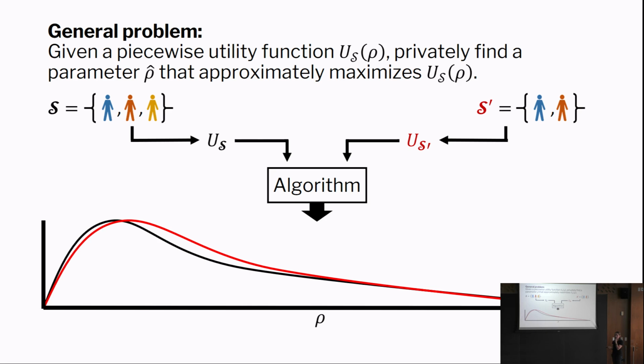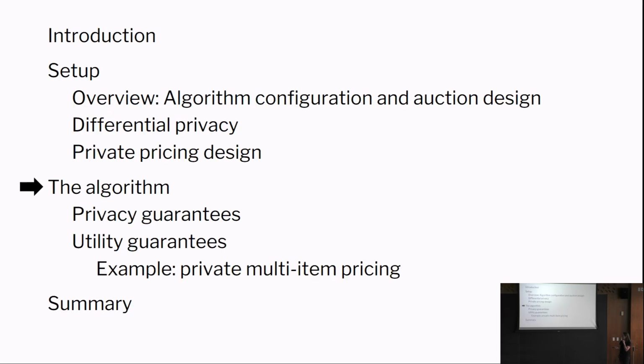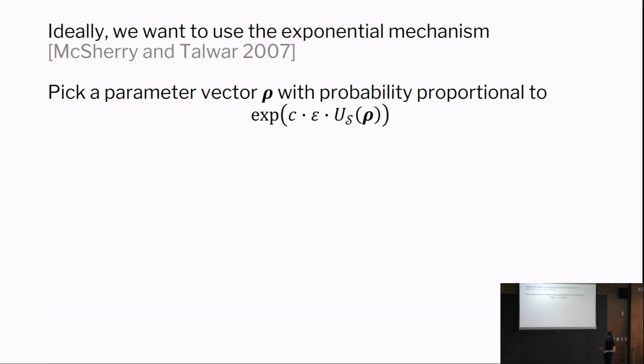Because I'm going to talk about this algorithm I've been mentioning now. This algorithm has 2 parts. I need to ensure it preserves privacy, but I also need to ensure that it gives a good parameter, a parameter that approximately maximizes average utility. So first, I'm going to talk about the privacy guarantees.